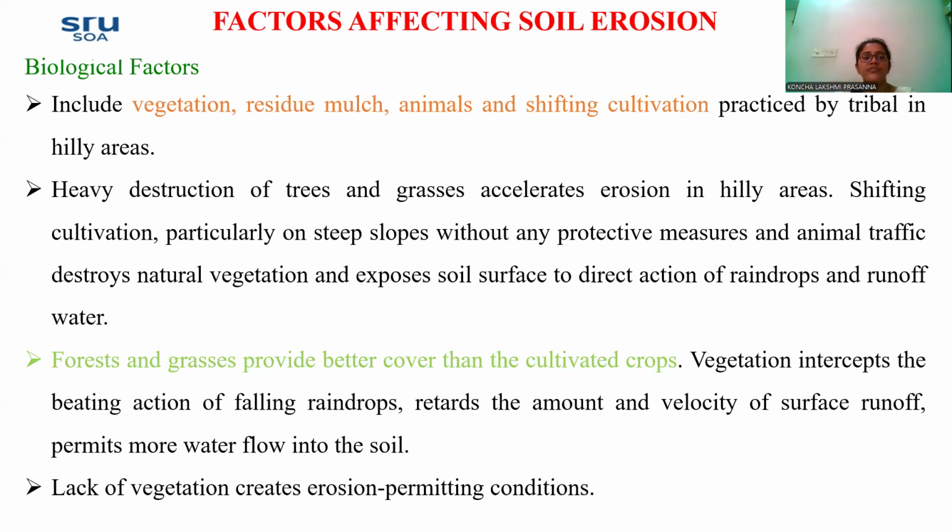And also one more component is shifting cultivation, which mostly occurs in the hilly areas where there are no protective structures for the soil. So the erosion is more prone in areas where there is more shifting cultivation. And also animal trafficking destroys the natural vegetation and exposes the soil surface directly to sunlight, thereby reducing the organic matter level, and it causes soil degradation.